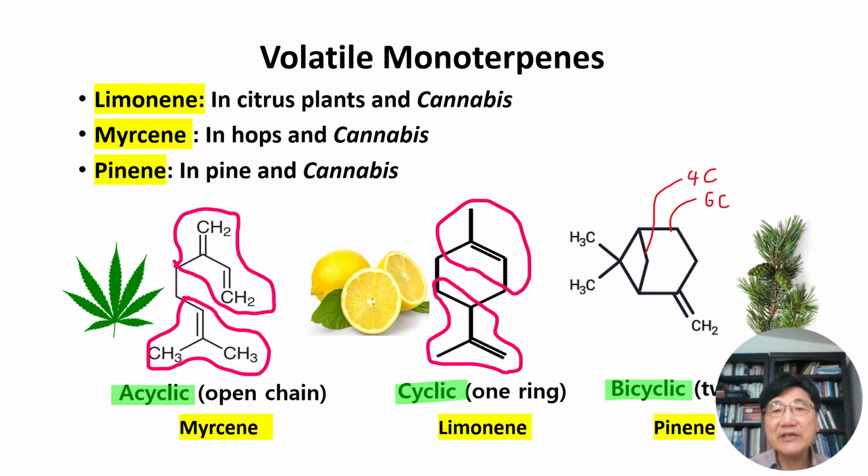These are representative monoterpenes found in cannabis. They are volatile because they have a small molecular weight. Myrcene is an open-chain hydrocarbon with 2 double bonds. Limonene has a cyclic hydrocarbon structure. Pinene is bicyclic. It has a 2-ring structure with a 4-carbon small ring and a 6-carbon large ring.